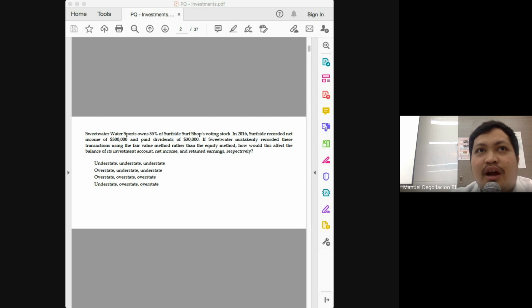Okay, but if we use the fair value method, class, are we going to account for our share in the profit? Are we going to recognize our share in the profit if we use the fair value method? The answer is no. So the investment account will not be increasing. But if we use the equity method, it would have increased. But since we use the fair value method, it did not increase.